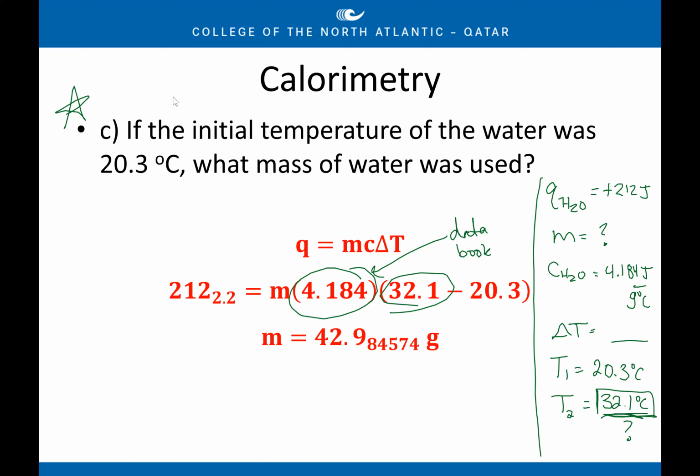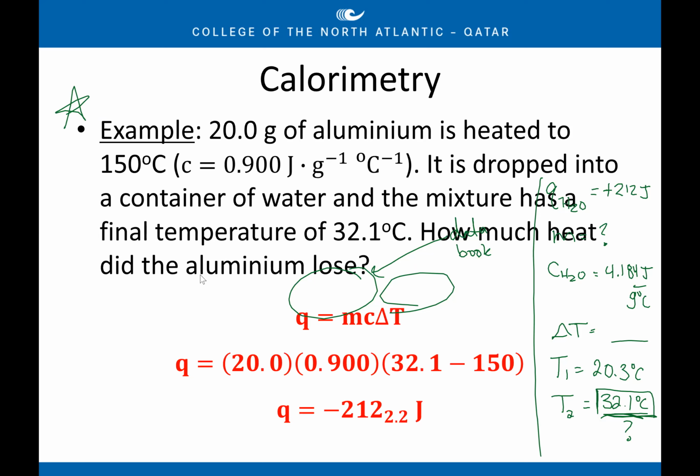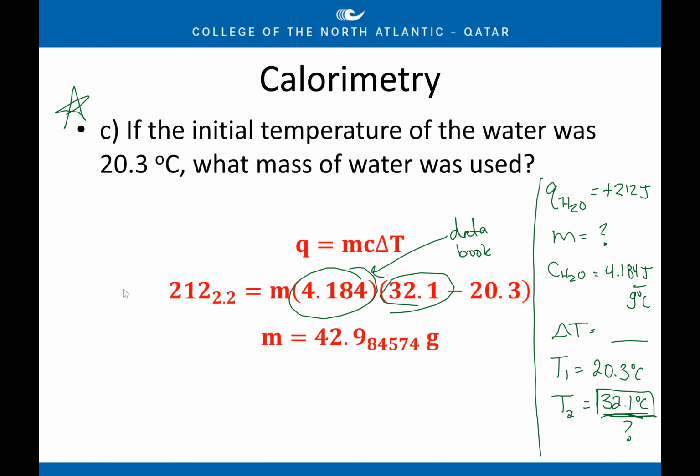Now, guys, ignore the mess on my screen. I'm having technical difficulties today, which is new. This is a new mistake. My pen is just being rude to me. But it says in part A here in the first question, it is dropped into a container of water and the mixture has a final temperature of 32.1. So that final temperature comes from the first question.